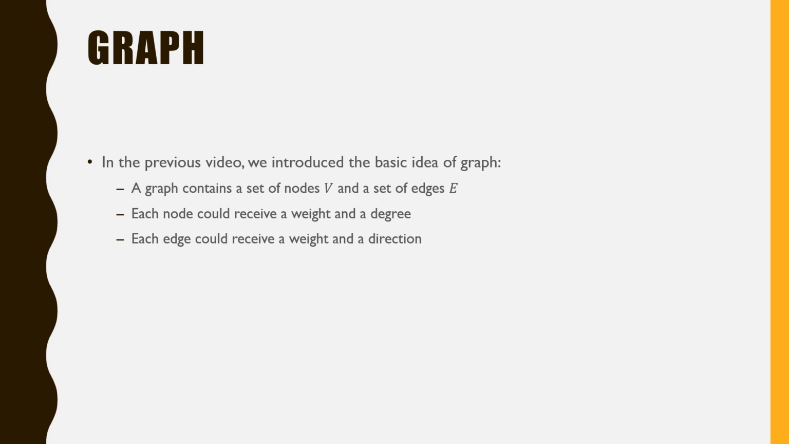A graph consists of a set of nodes, denoted as V, and a set of edges, denoted as E. Each node can have an assigned weight and degree, while each edge can have an assigned weight and direction. In this video, we will explore the implementation of the graph data structure.